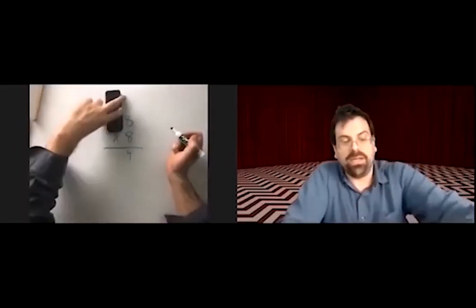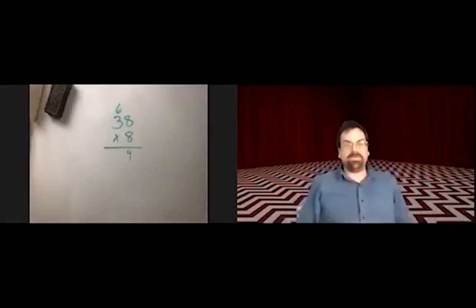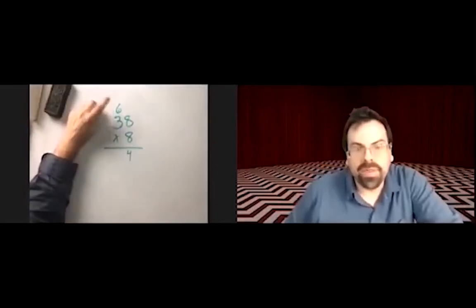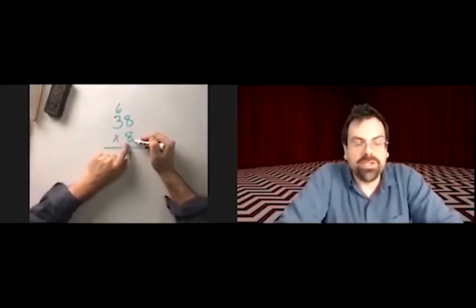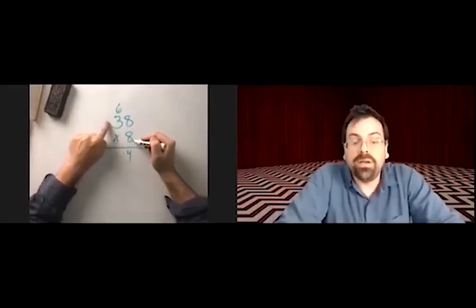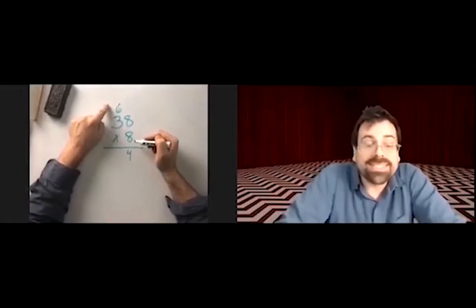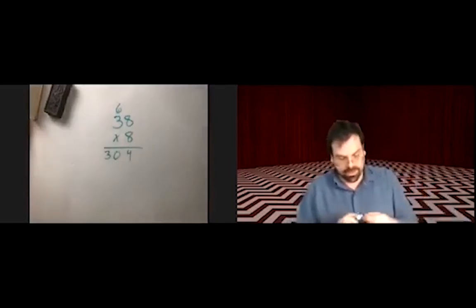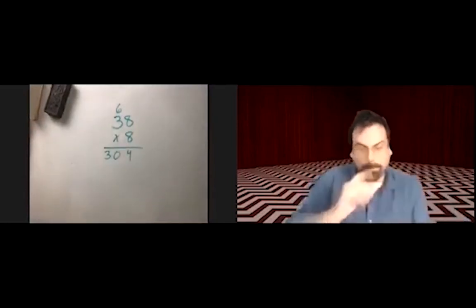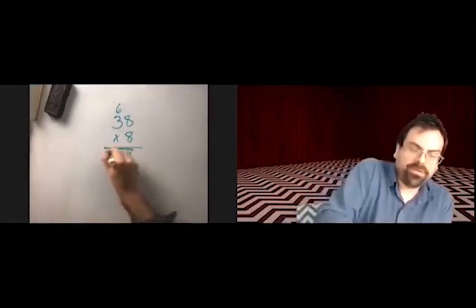The 4 goes down here. The 6 goes up here. Remember that we put that 6 here. When we move on, we're now going to do this digit times the second one. 8 times 3 is 24, but then we add what we carried. 24 plus 6 is 30. 304.